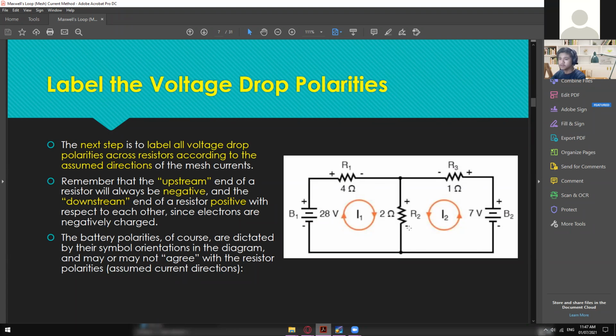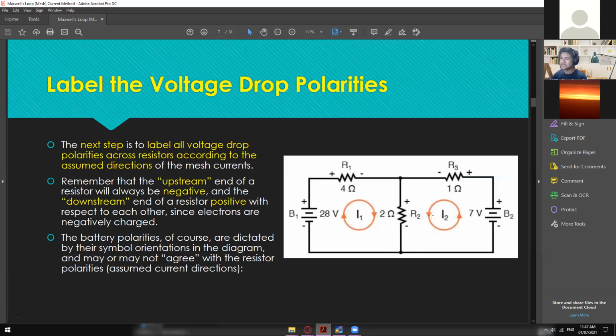Are we clear so far regarding the labelings of voltage drops, with the polarities? Can you follow so far up to this point? Yes, sir. What about the others? Only two? Yes, sir. Okay, very good.